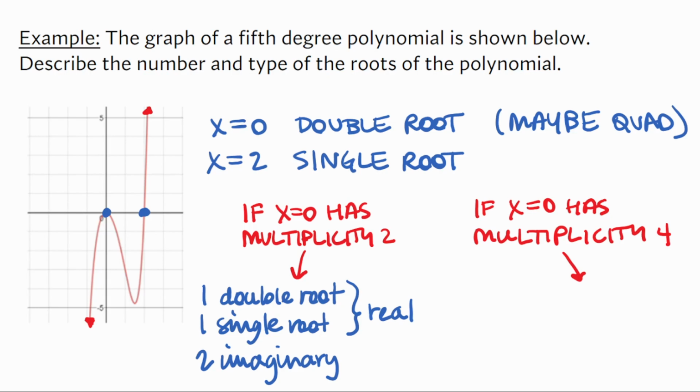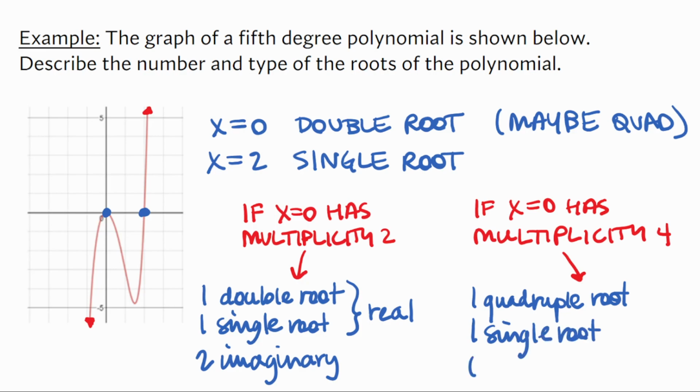So 2 imaginary roots. But if x equals 0 has multiplicity 4, it's got 1 quadruple root and 1 single root, and that adds up to 5 total roots. So that would mean no imaginary roots.